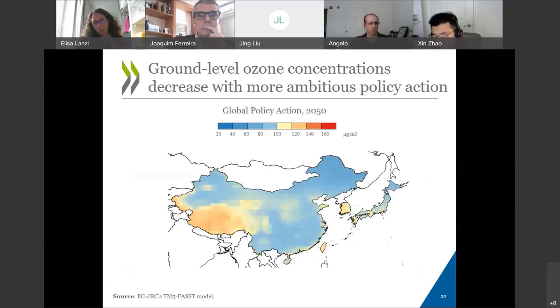And what's interesting is that there are more additional benefits from global policy action for ozone compared to PM2.5. That's because there are more interactions with other neighboring countries, whereas for PM2.5, the picture we see for China is mostly affected by domestic policy action in China.